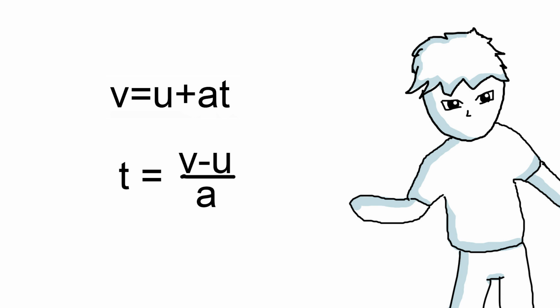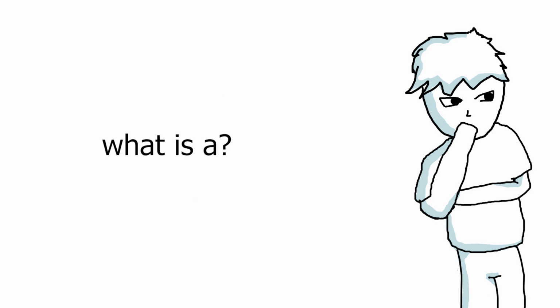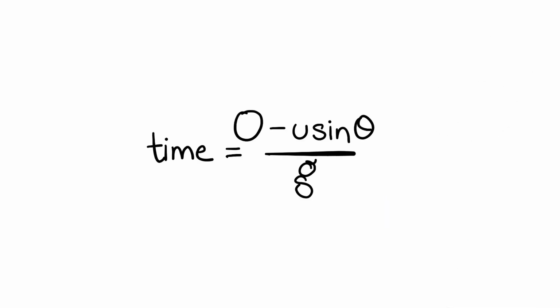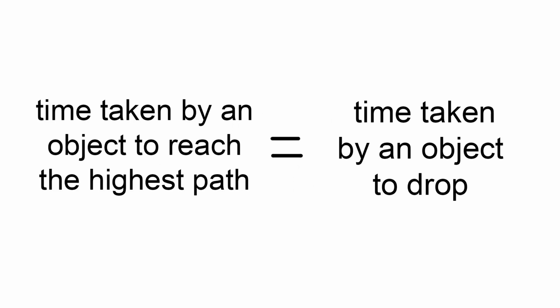So we'll take the u on the left hand side and subtract it from v, and that will equal at. Now what is a? A is basically g, which is the gravitational acceleration of the earth, which is taken as 10 but it is precisely 9.8. When we put this equation together, we get u sine theta by g, which is the time of ascent. Now as a matter of fact, the time taken by an object to travel all the way up is equal to the total time taken by the object to descend.